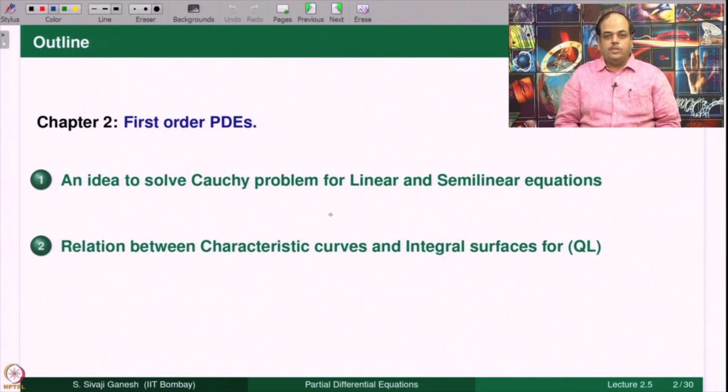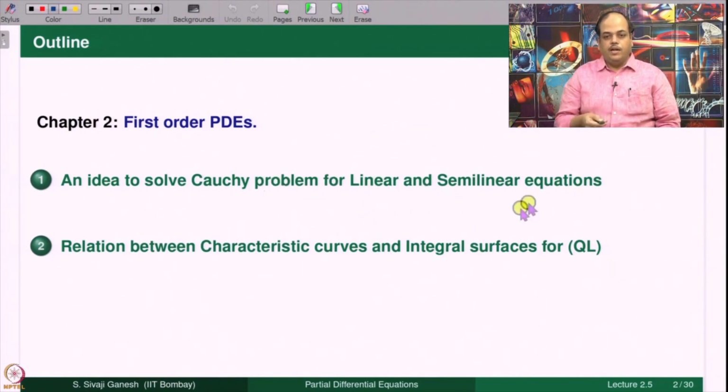So, we try to solve the Cauchy problem for linear and semilinear equations and we see whether we encounter any difficulties. If we encounter, we see how to overcome them, and when we generalize to quasi-linear, what should be done will also be discussed. And then we look at the relation between characteristic curves and integral surfaces for quasi-linear equations. This we are led to look at as a consequence of our analysis for point 1.